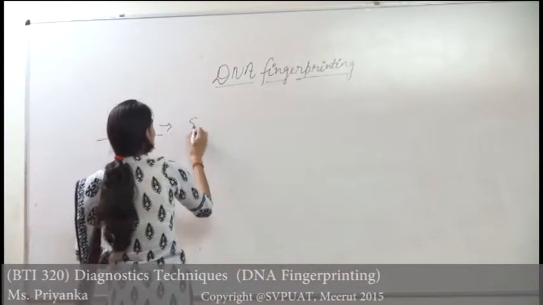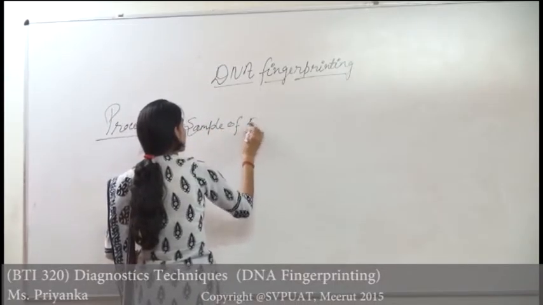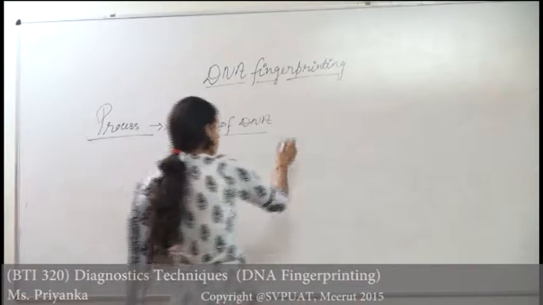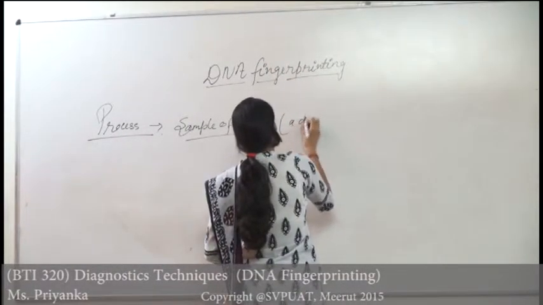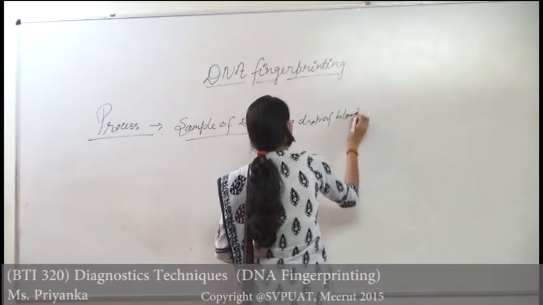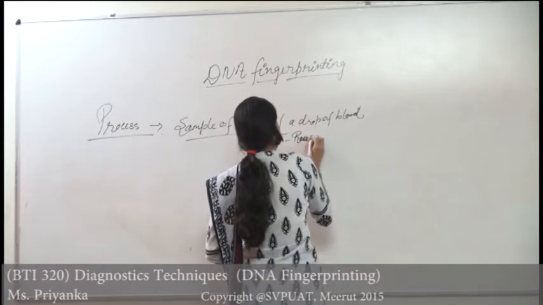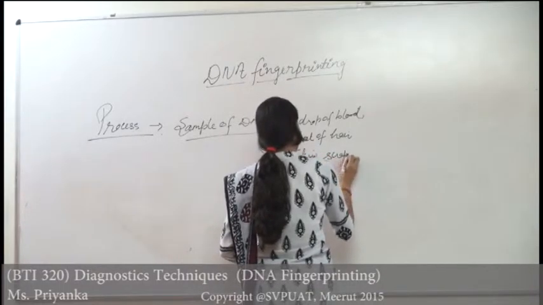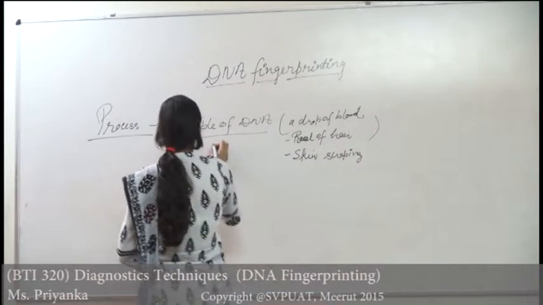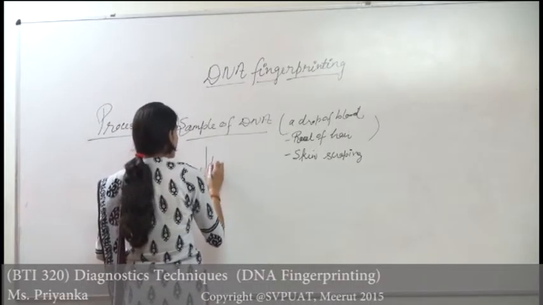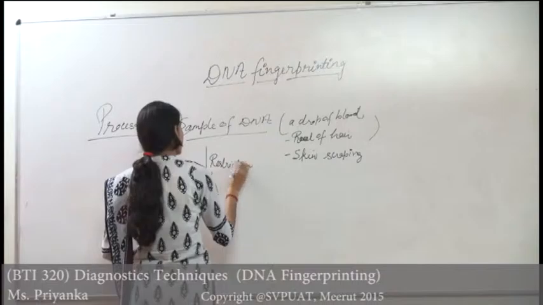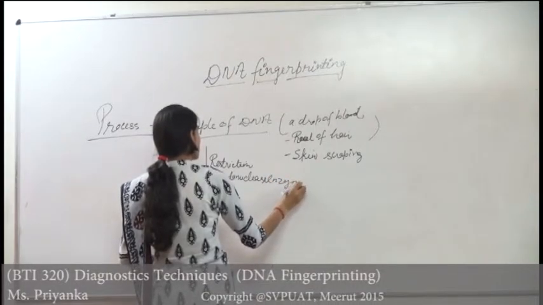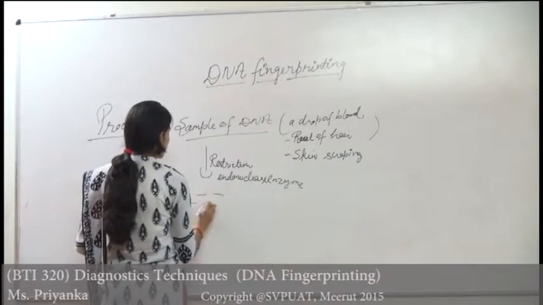For this process, first we take a sample of DNA. The sample of DNA may be a drop of blood, root of a hair, or skin scraping. After taking the sample of DNA, we digest the DNA with the help of restriction endonuclease enzyme. We digest the sample of DNA. These are digested DNA.